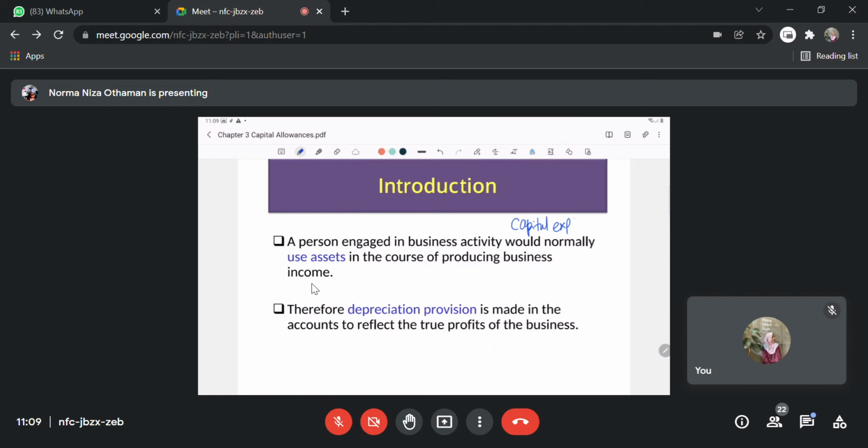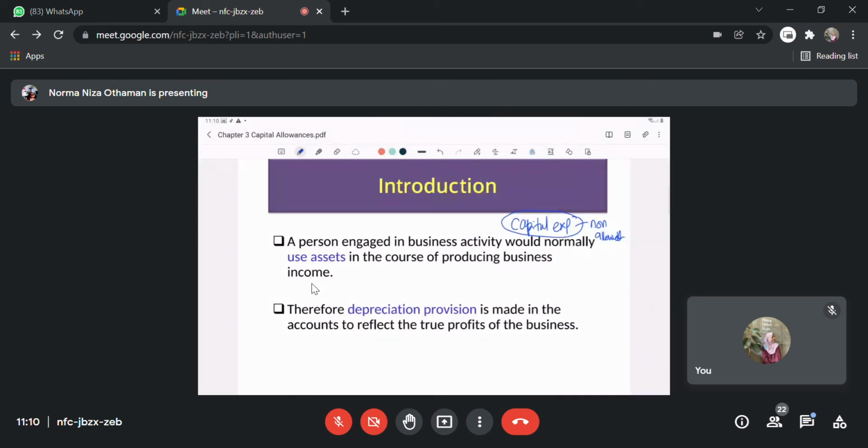So apa nature capital expenditure yang kita dah belajar sebelum ni? Allowable ke non-allowable? Deductible ke non-deductible? Dibenarkan tak? Okay, very good. So dia adalah non-allowable expenditure. So tak dibenarkan untuk kita tolak. Akan tetapi because of dia adalah the nature adalah non-allowable, akan tetapi kita masih bagi you tolak one relief. So apa yang kita boleh tolak adalah yang kita panggil dia sebagai capital allowances.